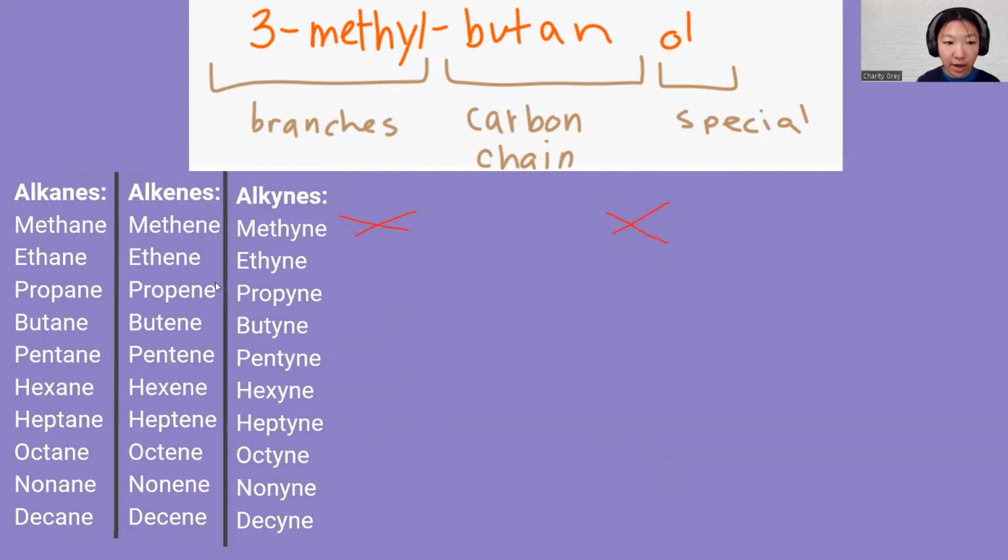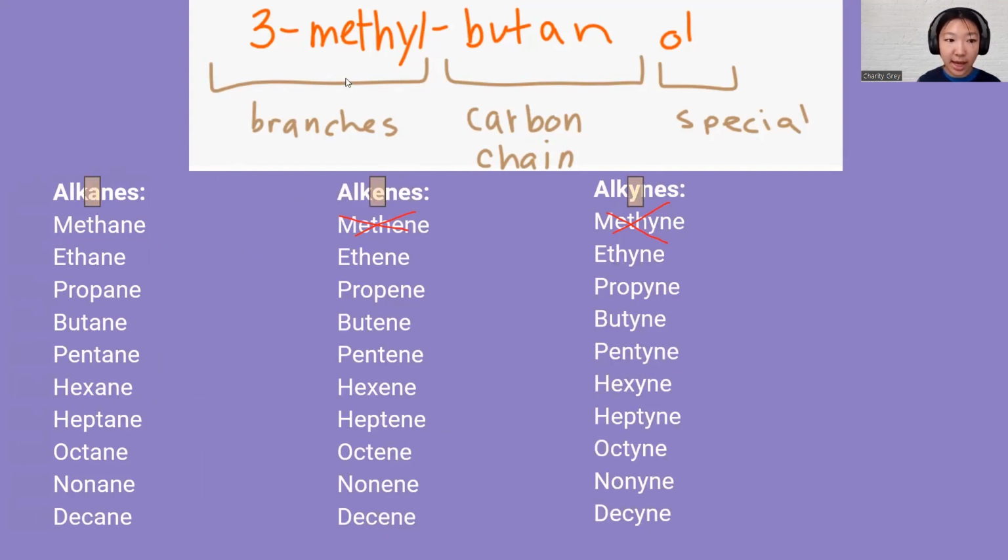So then you look down and you will see that all the molecules here have an A, right? And then all the molecules here have an E. And then all the molecules here have a Y. These 3 types of hydrocarbon backbones, an alkane backbone, an alkene backbone, or an alkyne backbone, are going to tell you the carbon chain. So at the very end, the ANE, the ENE or the YNE, is going to tell you what the carbon chain looks like.